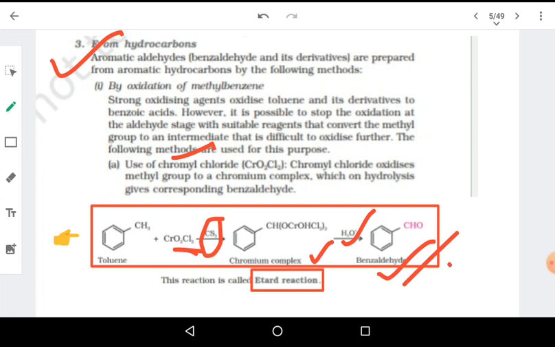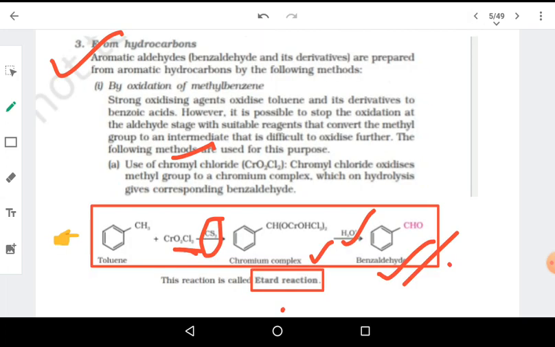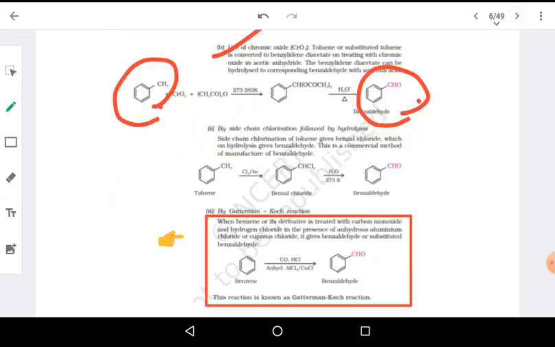This reaction is known as the Etard reaction, another named reaction. We studied the Rosenmund reduction, then we discussed the Stephen reduction, and now we are discussing the Etard reaction over here. Let us now talk about the next one, that is the use of chromic oxide. If you have toluene, you can convert it into benzaldehyde either by using chromyl chloride, or you can use CrO3. CrO3 can also be used, or you can use side chain chlorination followed by hydrolysis.